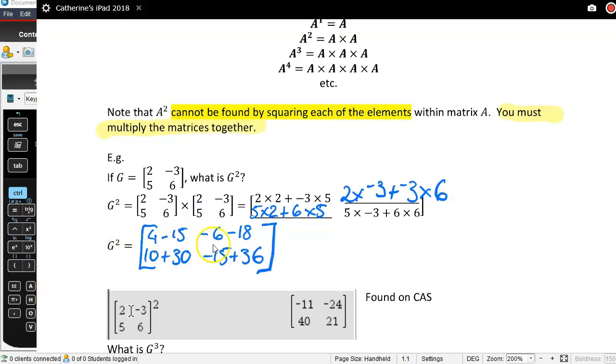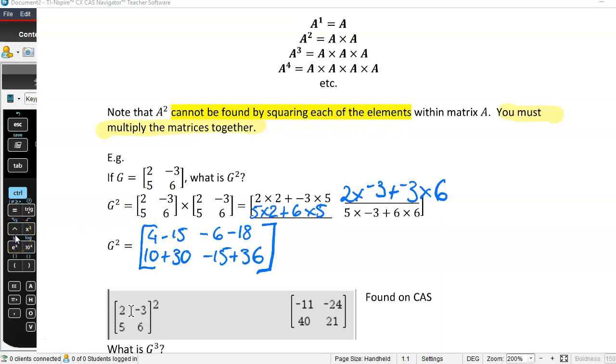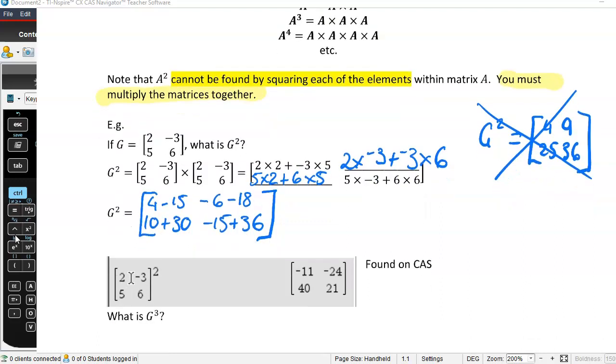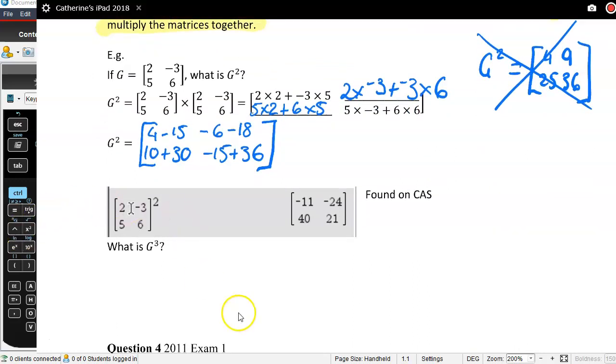So you can see quite clearly that it's not going to be just 2 squared or negative 3 squared, is it? Because that's what a lot of students were saying. They were saying, well, G squared is going to be equal to 4, 9, 25, 36. And we can see quite patently that's wrong, isn't it?